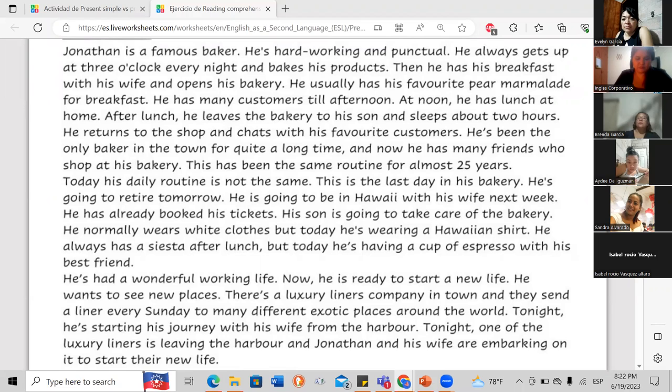He has been the only baker in the town for quite a long time. And now he has many friends to shop at his bakery. He has been the same routine for almost 25 years. Today, his daily routine is not the same. This is the last day in his bakery. He's going to retire tomorrow. He's going to be in Hawaii with his wife next week. Oh, sorry. He has already booked his ticket. His son is going to take care of the bakery.